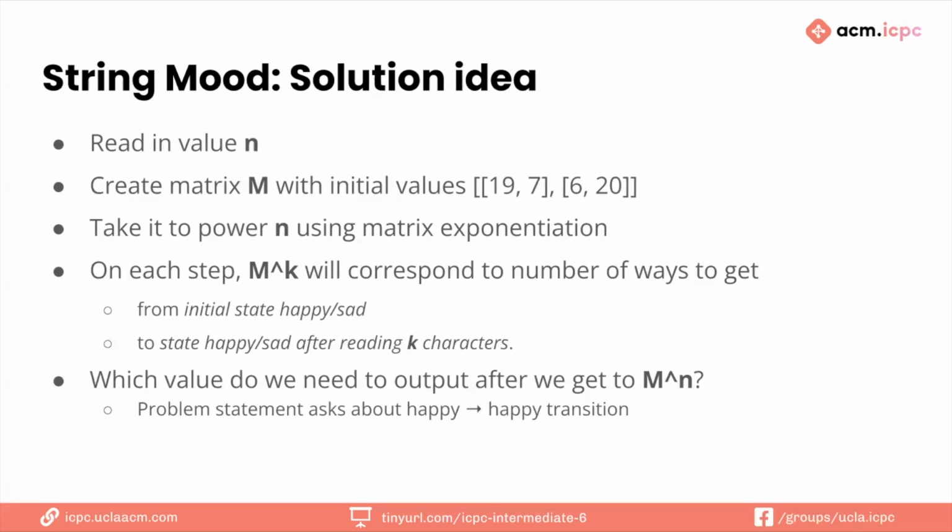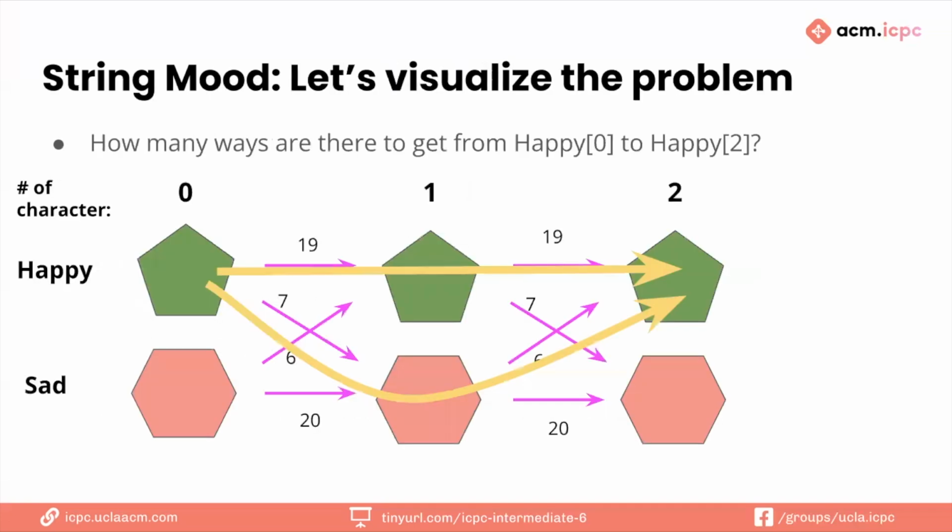When we reach n, we will essentially complete our task and consider the number of all strings of length n. Now the question is, again, the same question as in the previous problem. Since we are getting 4 numbers and not 1, and we only need to output 1 number, can someone tell me which value we need to output after we get M to the power of n? Which value in that matrix would correspond to the happy transition? And remember that this is what we had initially.